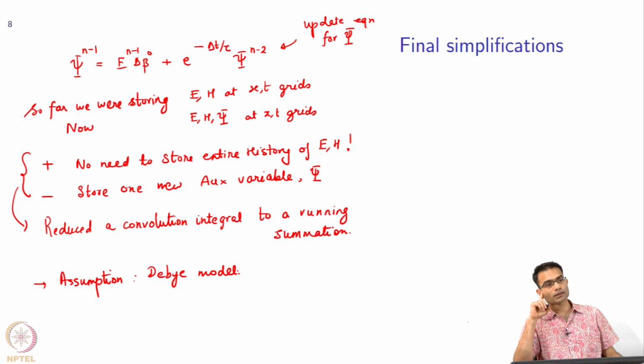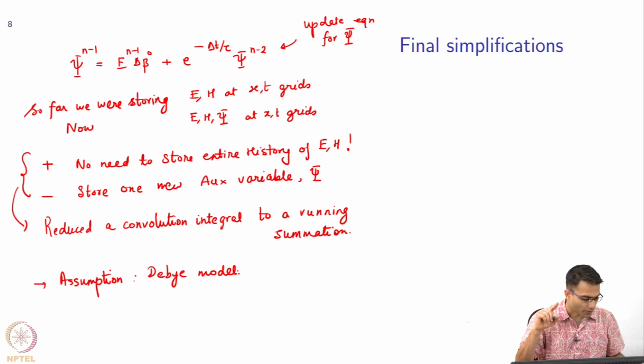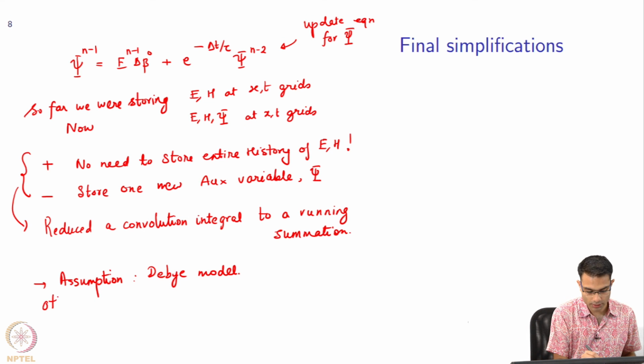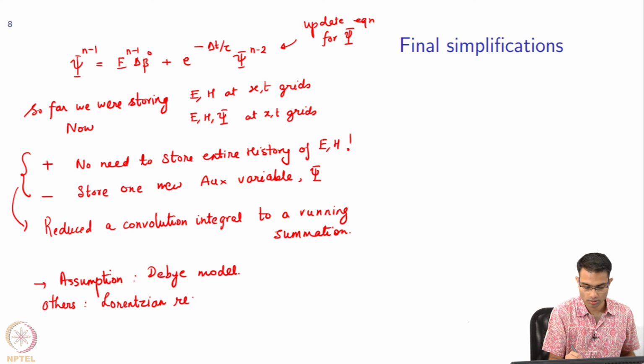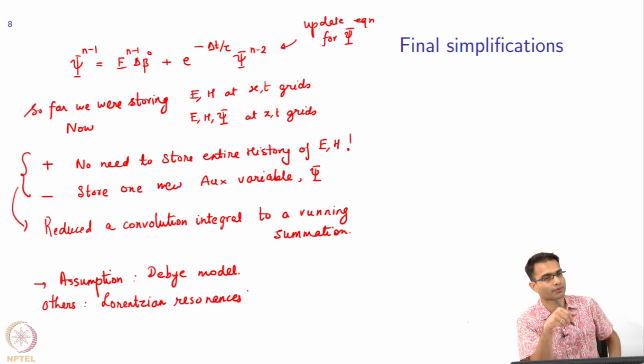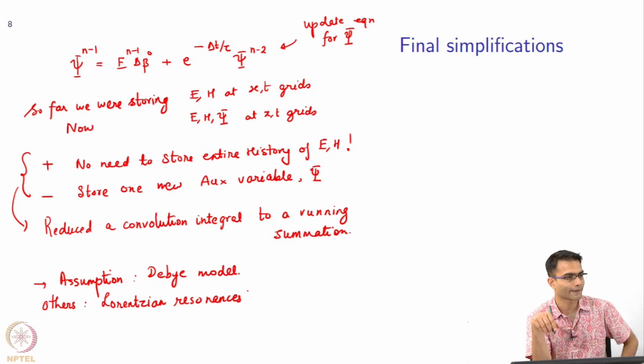There are other kinds of resonances possible. For example, more general ones are Lorentzian resonances. In fact, the Griffiths reference which I gave you derives a Lorentzian resonance. They have their own algebra to get an update equation, but we won't deal with that in this development.